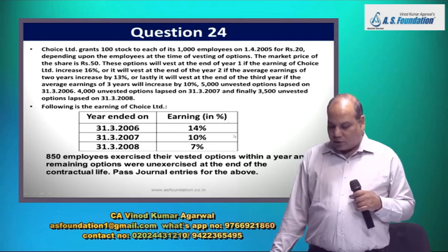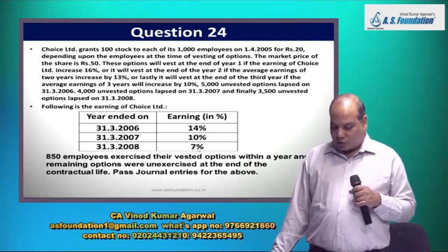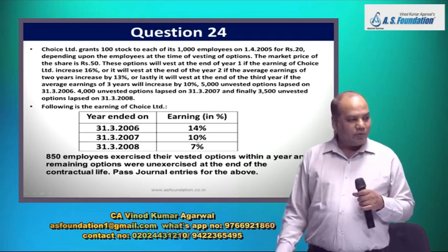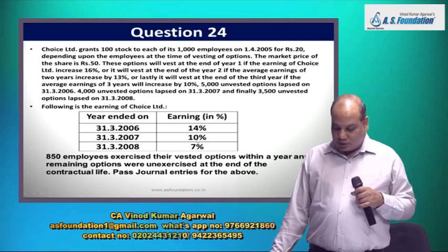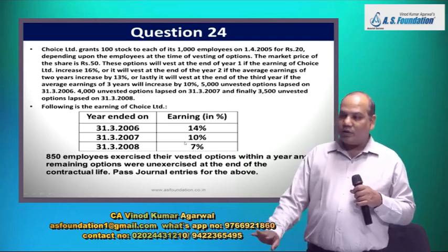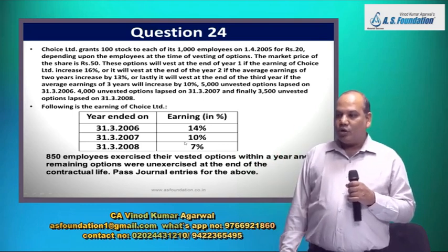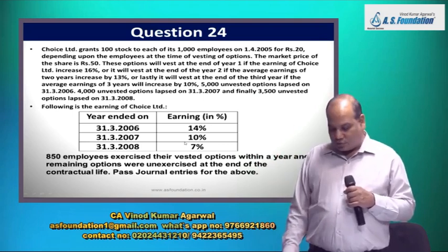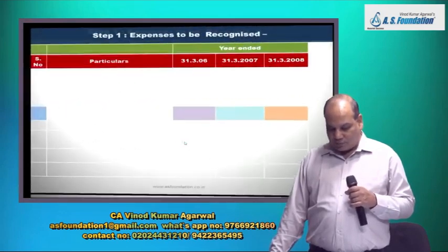And the maximum period allowed is 3 only. If you are not able to achieve in 3 years, all the options would lapse. And since this is a non-market condition, the expenses recognized earlier will be reversed also. If the conditions are not fulfilled, then in the third year expenses recognized earlier would be reversed because it is a non-market condition.